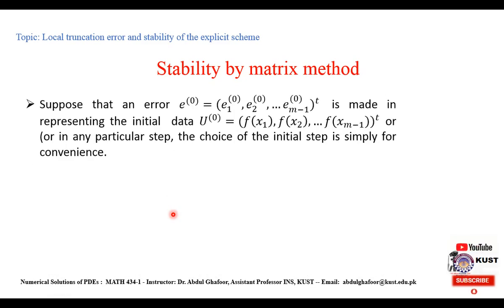Suppose that an error E0, equal to (E1^0, E2^0, up to E_{m-1}^0) whole transpose, is made in the corresponding initial data U0, equal to (f(x1), f(x2), up to f(x_{m-1})) transpose. This means that we are considering the internal points only, because at the boundaries the error is 0. So corresponding to f(x2), let's say we have an error E2^0, and corresponding to f(x_{m-1}), an error E_{m-1}^0 exists.